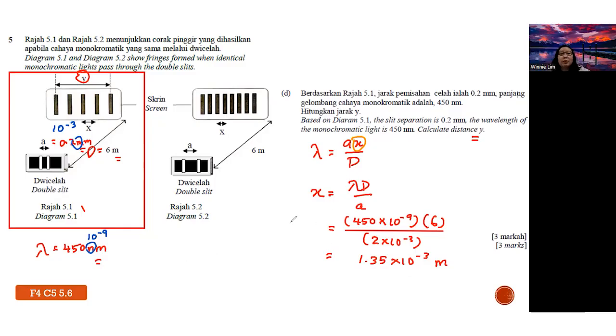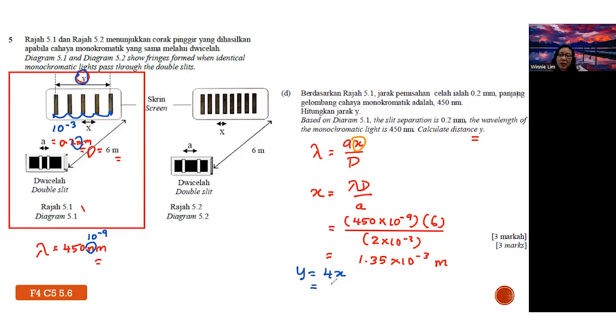But my final answer is not in meter yet. They want the distance y. Now, x is the distance between two fringes, not the number of fringes. So how do you count x? From here to here, you count the gap. You get the idea? 1x, 2x, 3x, and 4x. So y is actually equivalent to 4x.